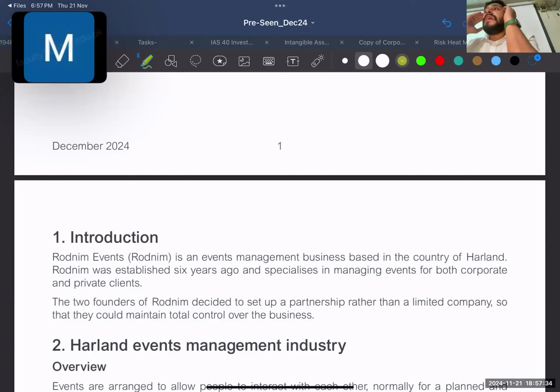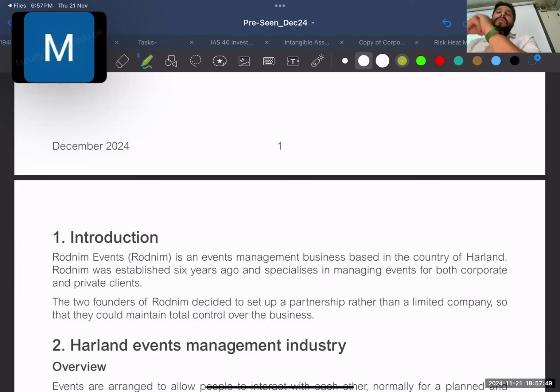And you should have a clear mind that, okay, this is an event management industry, and this is how the industry is going to work. Now I need to look at the exhibits, and answer in accordance with the exhibits and the pre-seen information that I already have in my mind.